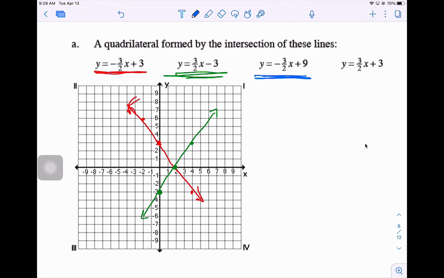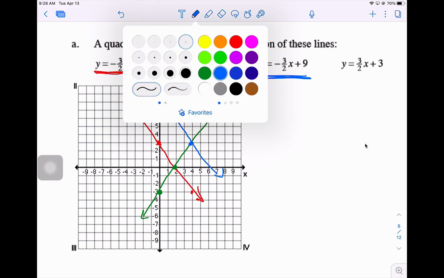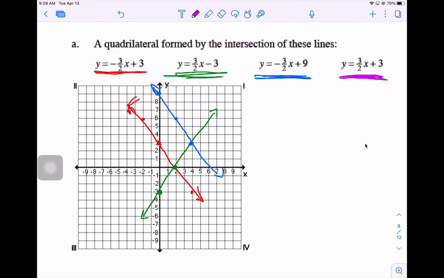Line number 3. Up here at positive 9, y-intercept. And now we're back again. Slope of negative 3 halves. So we are going down 3 and over 2. Down 3 more, over 2 more. That happens to be right there. And we'll draw that line in. And finally, let's go to purple here. Positive 3 for a y-intercept, up 3 over 2, turns out to be that point, and we'll just draw that in.